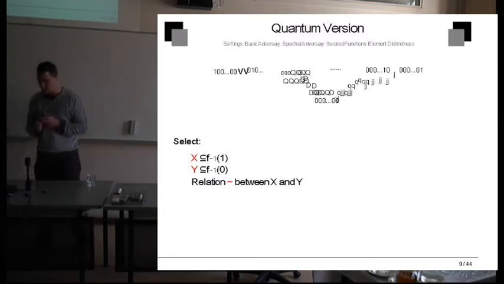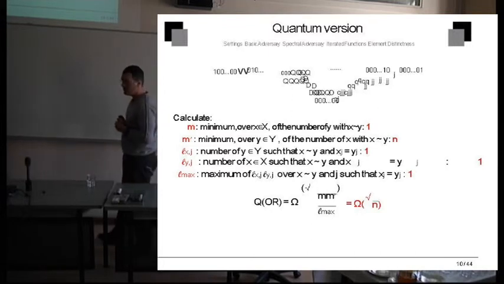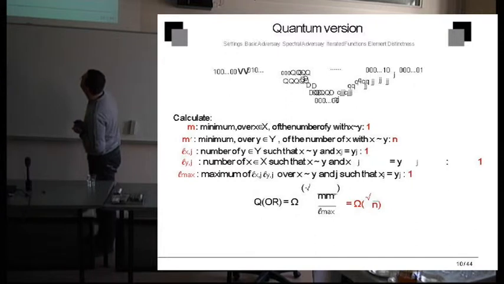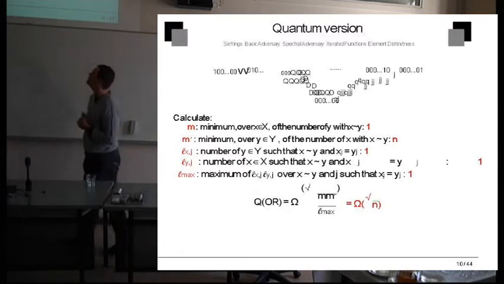Given all this, we calculate a bunch of quantities. Let us do this for this example. First, we calculate m. This is the minimum over all x in capital X, all positive inputs that we have selected, of the number of y that are in relation with x. In this case, if we take any element from X, it is only in relation with one y, so we have value 1. m prime is defined similarly, but for y's. For each y in the capital Y, we count the number of x that are in relation with y. In this case, we have only one element in capital Y and n elements in relation with it, so we have n.